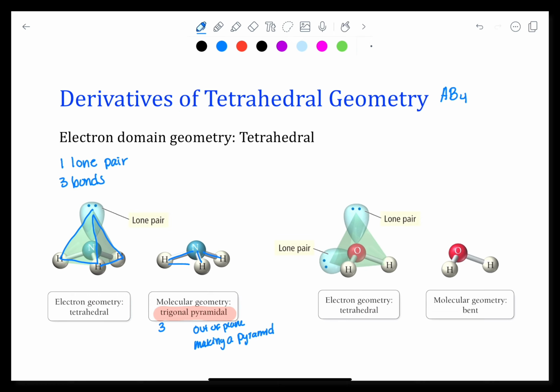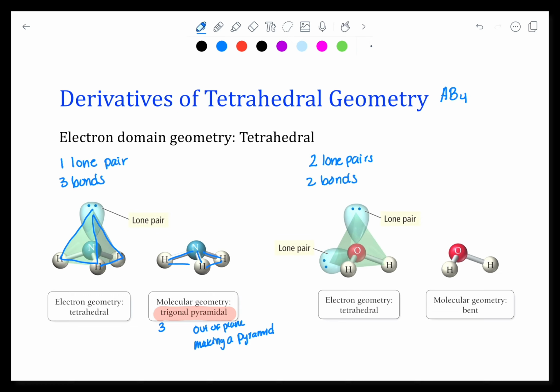Okay, so they kind of make a little pyramid there. It's smaller in comparison to the other ones that we looked at, but it's still a pyramid because they're coming out of plane. So that's one lone pair. We can also replace another one of these bonds with another lone pair, so that brings us to our next example where we have 2 lone pairs and 2 bonds.